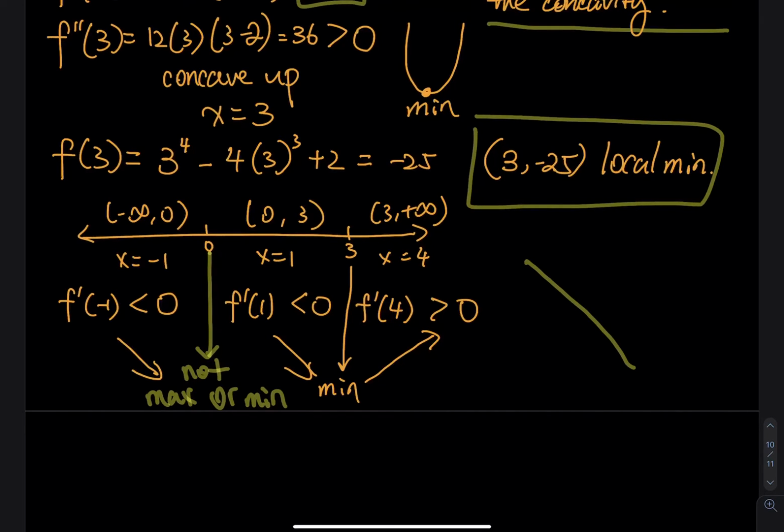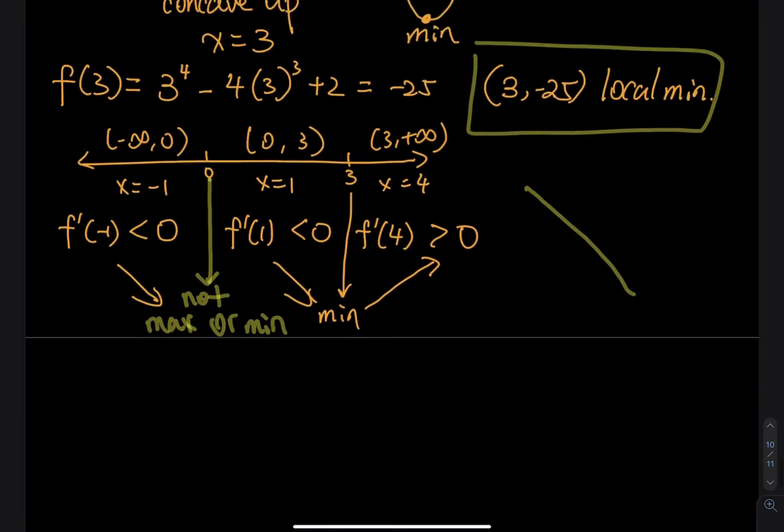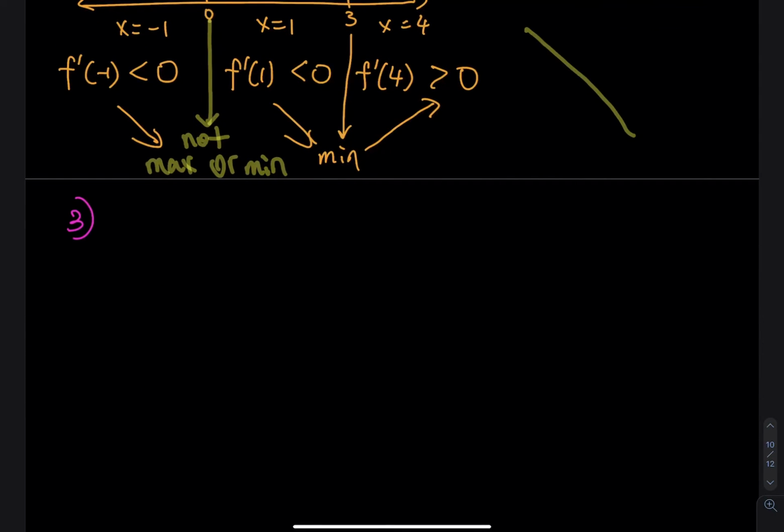All right, so moving on to number 3. Let's switch color for number 3. The function that we have is f of x equals x to the 2/3 minus 3. Okay, so let's find the first derivative. We have 2/3 x, and then 2/3 minus 1 is negative 1/3. The derivative of 3 is equal to 0. So that is our first derivative.